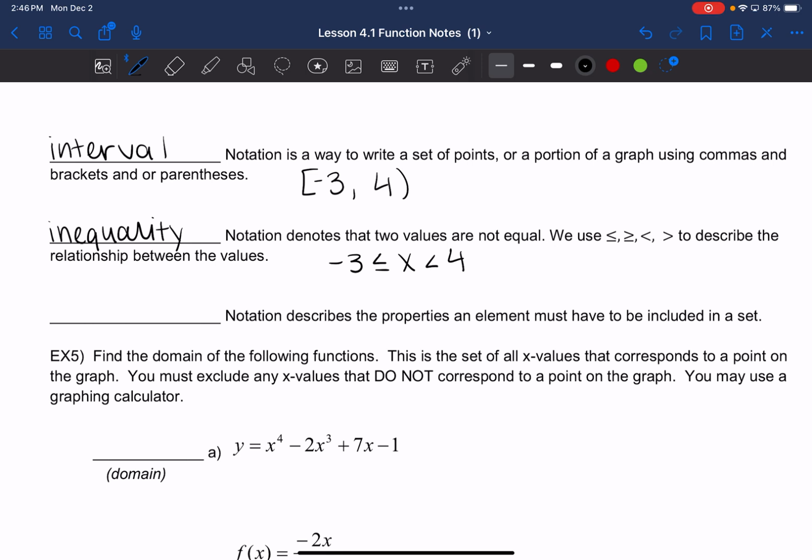All right, and then the third one says set notation describes the properties an element must have to be included in a set. So it looks a lot like the inequality way of writing things, but it has these brackets here, and it'll say x such that, the line there is such that, and then you would write this part. The -3 is less than or equal to x is less than 4.